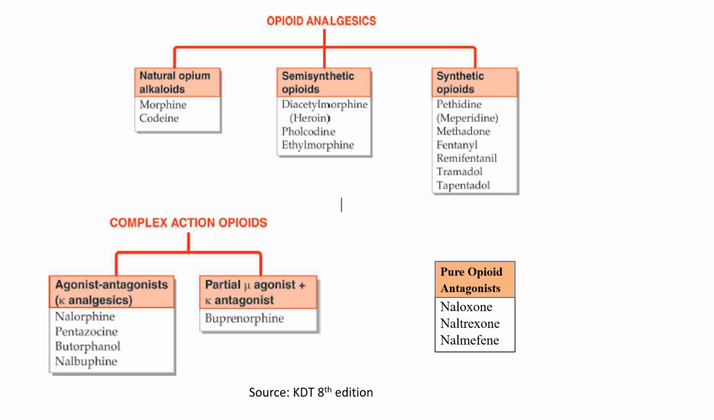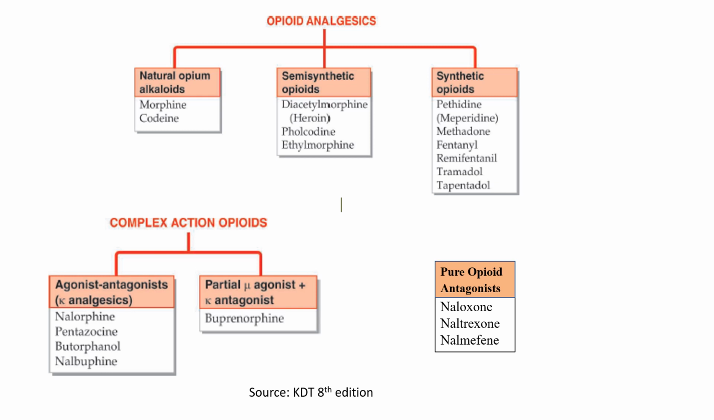And you have complex action opioids. They act as an agonist and antagonist, or sometimes partial agonist, at certain kinds of opioid receptors, and as antagonist or agonist at certain other kinds of opioid receptors. So they are called complex action opioids. They are classified into those drugs which are agonist-antagonist, otherwise called kappa analgesics, namely nalorphine, pentazocine, butorphanol, nalbuphine, and partial mu agonist with kappa antagonist, namely buprenorphine.